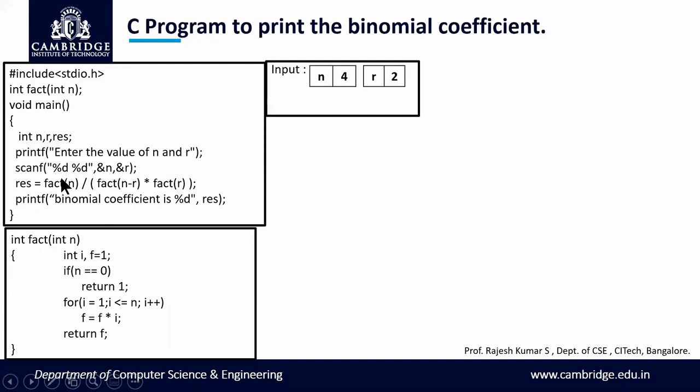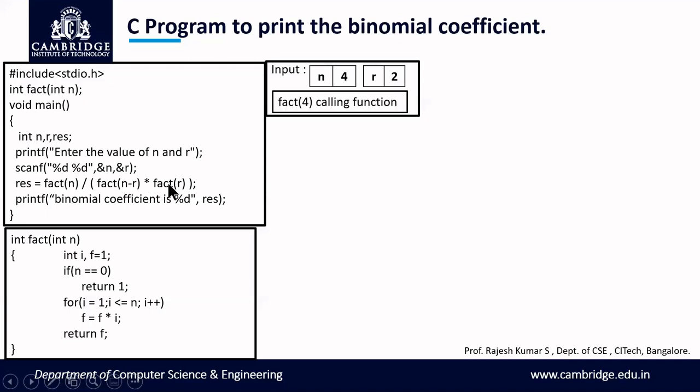When the compiler comes to the next line, you can observe here the formula I explained in the previous slide, the same formula: n factorial divided by (n minus r) factorial into r factorial. Now, fact is a user-defined function. For the numerator, I'm calling the function with the n variable, divided by, again calling the function with n minus r, into fact of r. So I'm calling the same function 3 times.